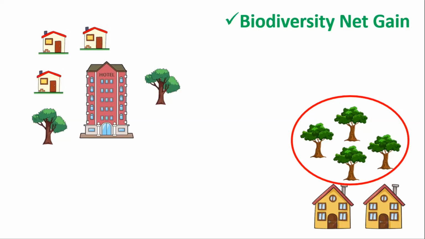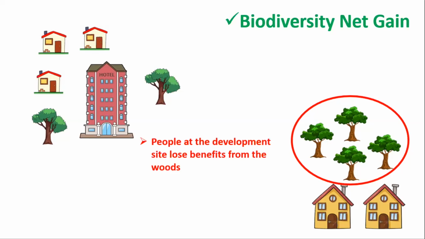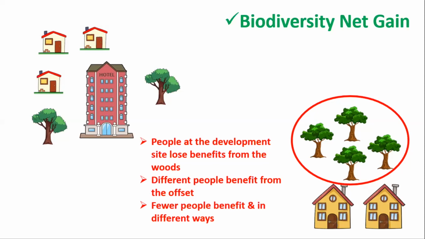If we now look at it from a people's point of view, the trouble is people at that development site have lost the benefits that they were gaining from woodlands. That could be from a variety of things. It could have been recreational, it could have been amenity value, it could have been their special place where they go and have family picnics or something like that. Whatever that might be, they've lost those benefits. Yes, other people have benefited from the offset, but they're different. So there's an inequity issue there. Those other people were fewer and they benefited in different ways.